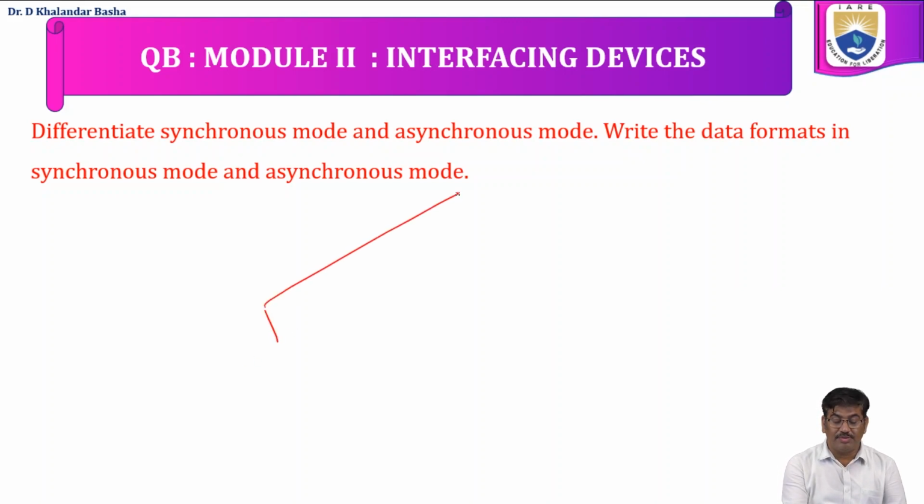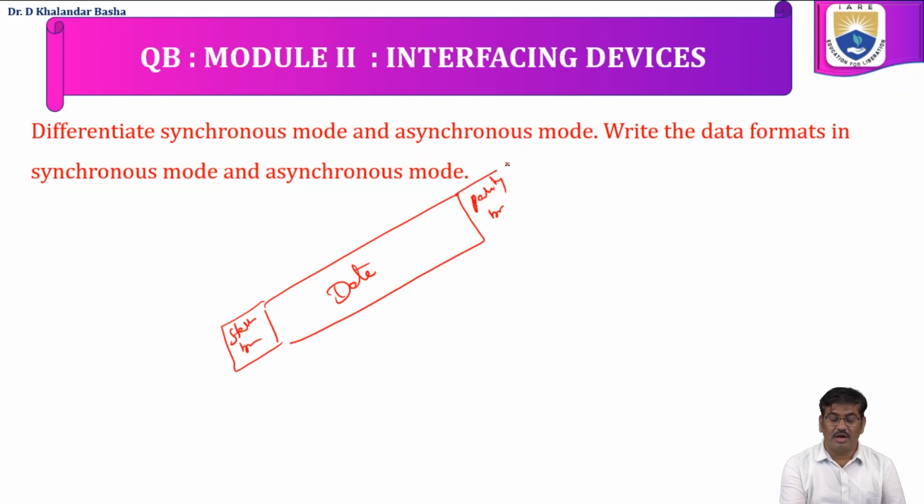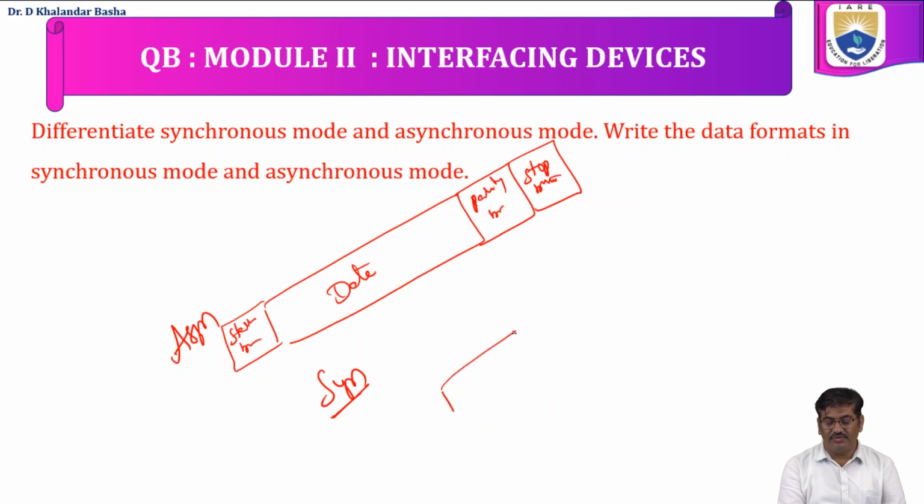So in asynchronous communication, whenever we want to send the data, this data will not be sent directly. We are going to append a few bits, the start bit, followed by data, then an optional parity bit we can have. After the parity bit, we are going to send the stop bits. This is the data format for asynchronous communication. Whereas for synchronous communication, between two data, let us consider I have data packet 1, data packet 2. Here we are going to send some synchronous characters.